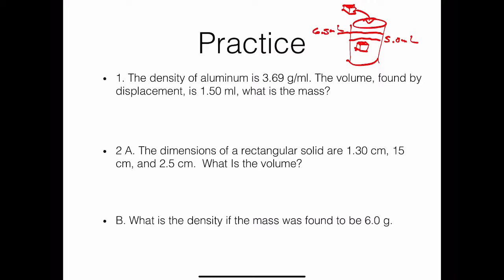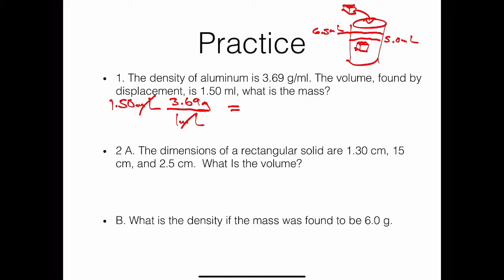So we want to know what the mass is. We can look back at our original equations. We can approach this from one of two perspectives: we can rearrange the equation, or we can use dimensional analysis. I'm going to show you dimensional analysis first. 1.50 milliliters. We're going to use the density to convert to mass: 1 milliliter on the bottom, 3.69 grams on top. So we can see that milliliters cancel, and we end up with units of mass, or grams, on the top.